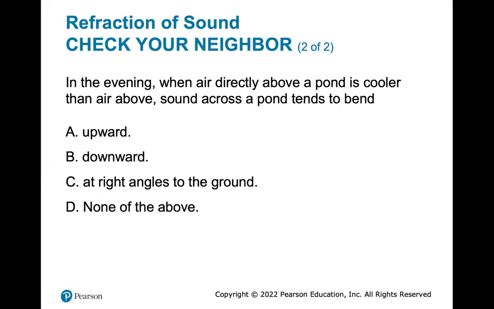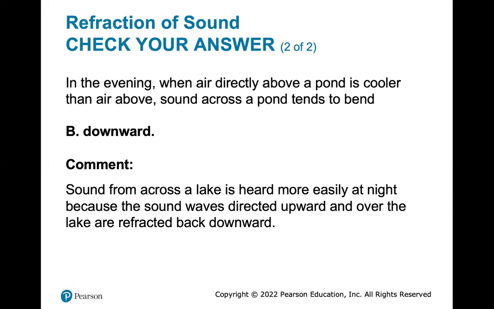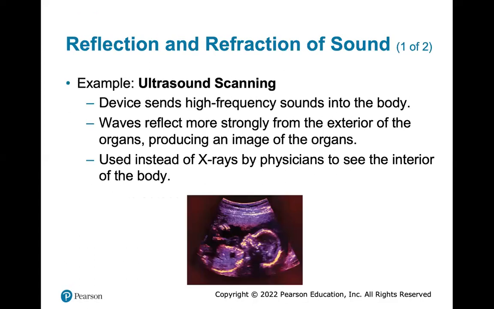In the evening, when air directly above a pond is cooler than air above, the sound across a pond tends to bend downward. So, sure, downward. Sound from across a lake is heard more easily at night because the sound waves directed upward and over the lake are refracted back downward.